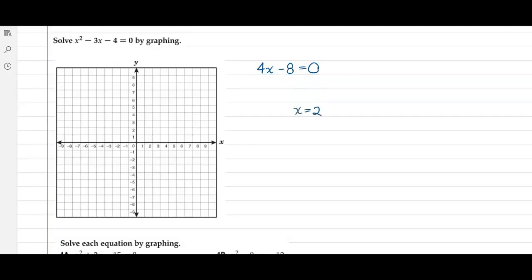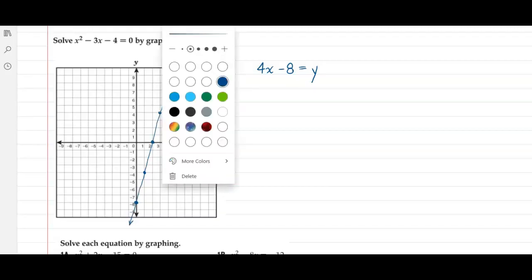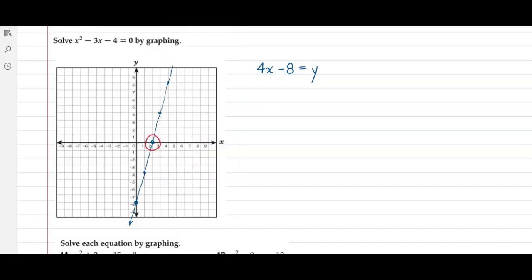Or we could take the corresponding function and graph that. We'd begin at -8, rise 4, run 1. And then we could look at the graph, and where the graph crosses the x-axis will be our solution, 2. The same thing is going to happen when we do quadratic functions. If we graph it, the places where it crosses the x-axis are going to be the solutions to this equation.